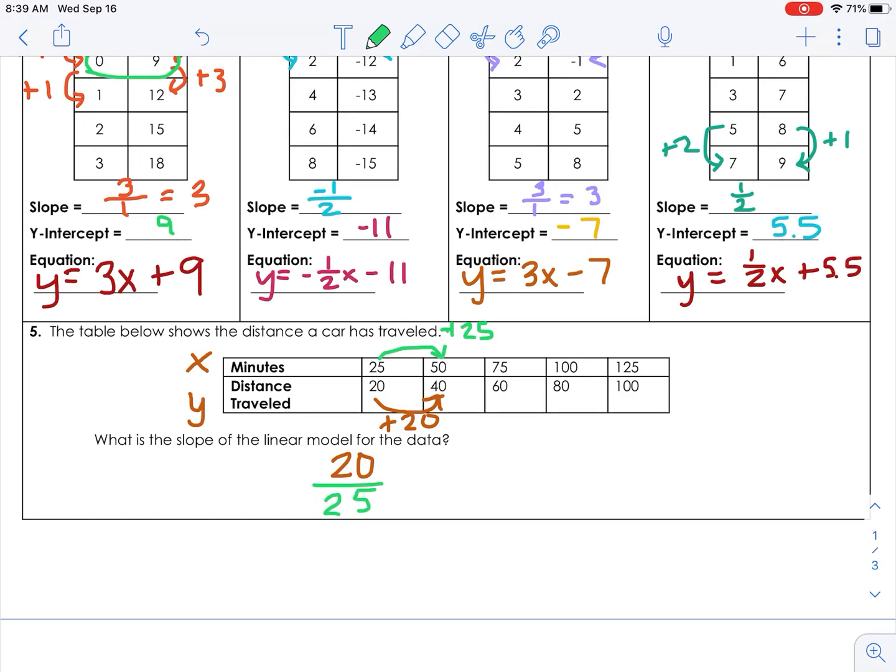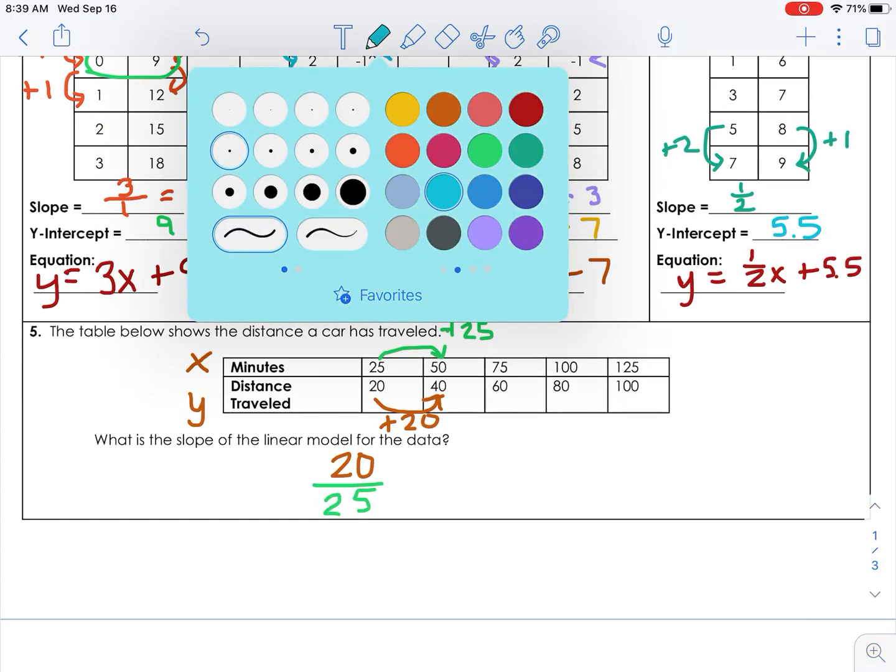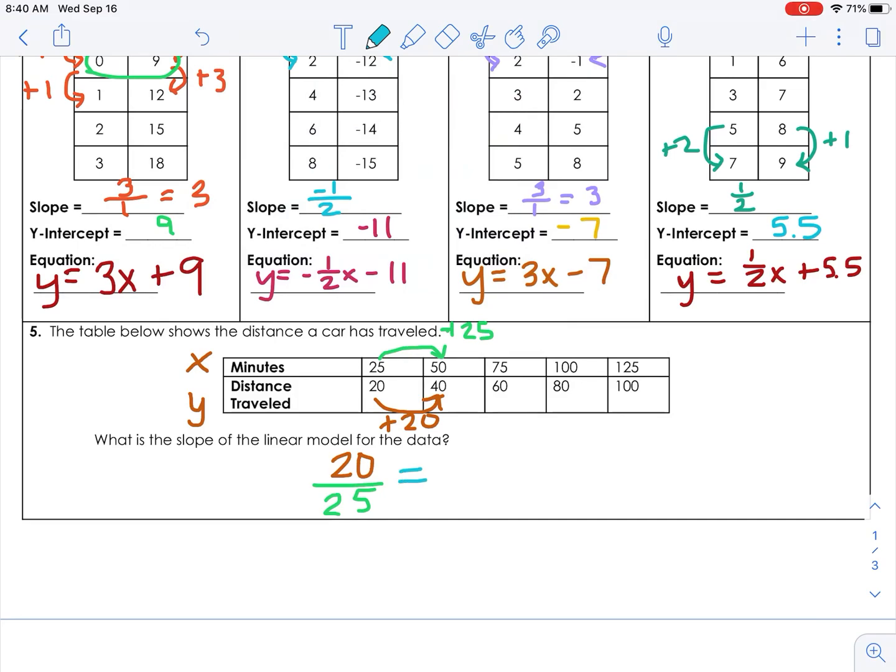And we need to simplify this fraction. This fraction can be simplified because they can both be divided by 5. 20 divided by 5 is 4, and 25 divided by 5 is 5. So this slope is 4/5. The car traveled 4 minutes, because our x represents minutes, and 5 miles.